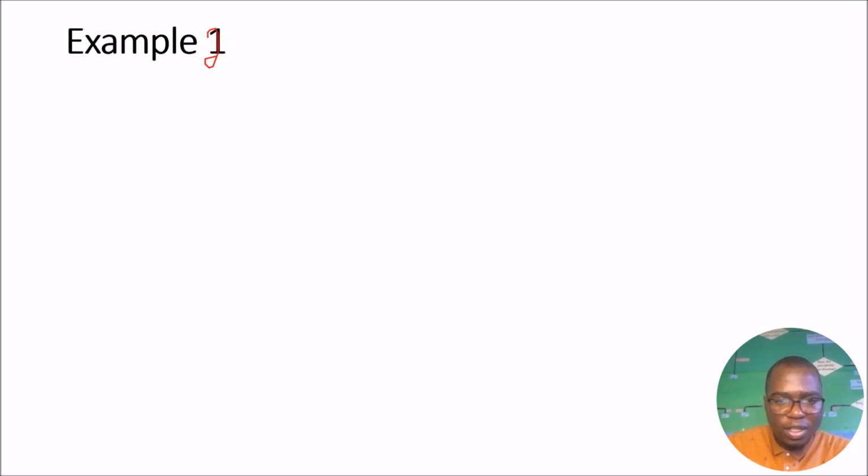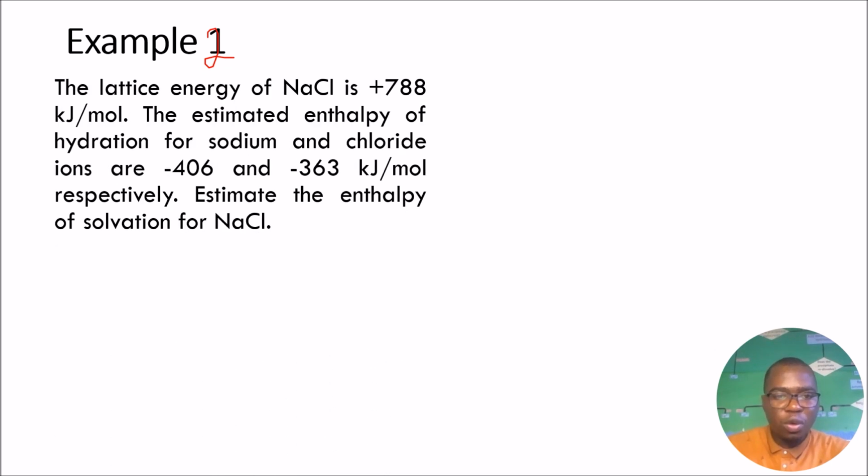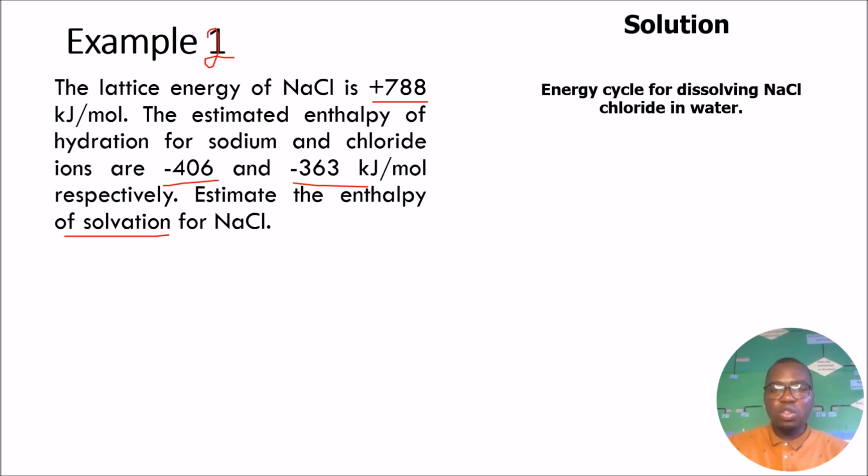So example number 2. The lattice energy of sodium chloride is plus 788 kilojoules per mole. The estimated enthalpies of hydration for sodium and chloride ions are negative 406 kilojoules and negative 363 kilojoules. Estimate the enthalpy of solvation. So solvation is the process of forming a solution. So what they are looking for is the enthalpy change of what? Of solution.